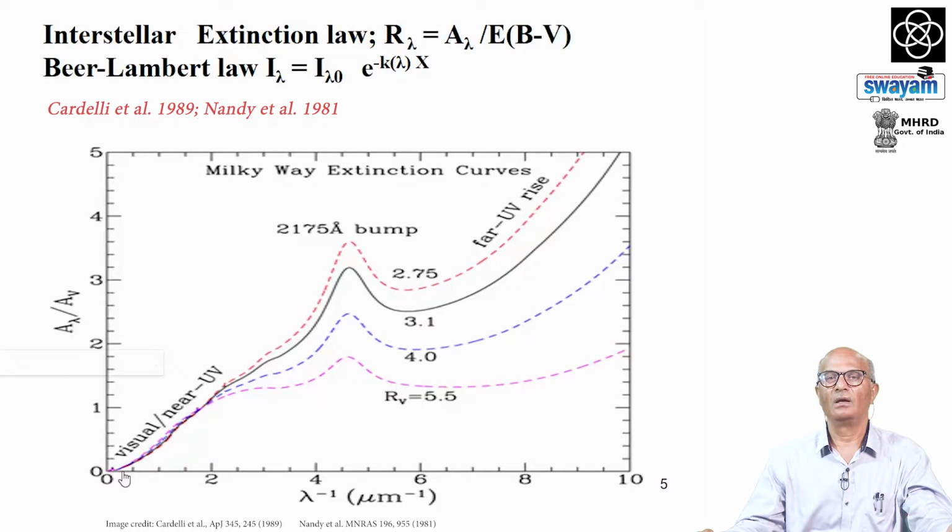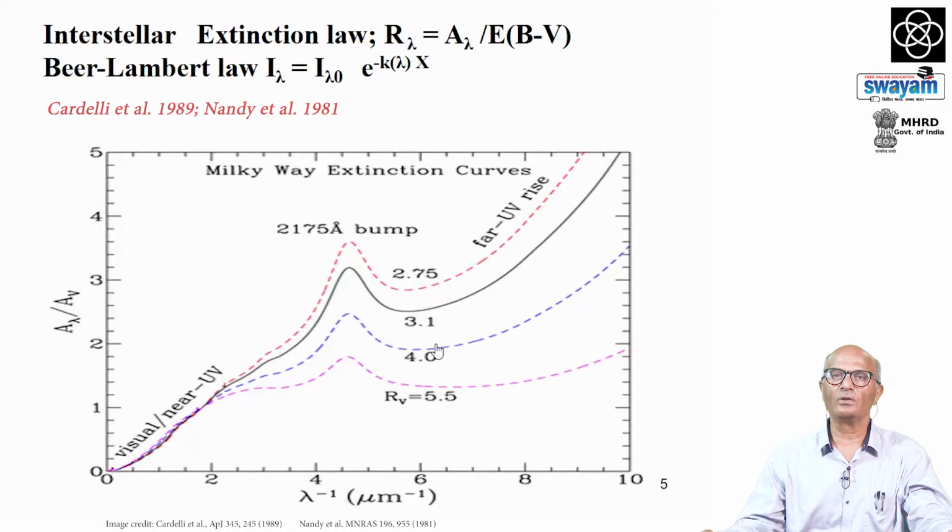So, as you can see, at a very large wavelength we have almost 0 attenuation, but as the wavelength decreases, moving from visual to near UV, the value of A lambda by A B starts increasing, and when we reach the UV region, we find a bump, a feature which is very well known, near about 2175 angstrom, and after that again it started rising.